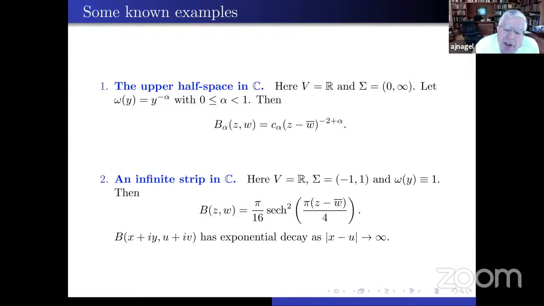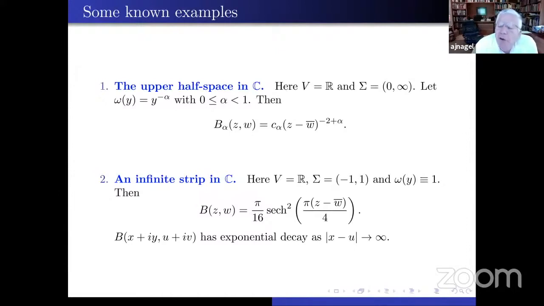A slightly more interesting example, I think, is the infinite strip. Here I would take the vector space to be R, and sigma is just an interval, -1 to 1. Here I want to take the weight function to be identically 1. So this is the unweighted situation, in which case you can make the computation that the Bergman kernel is given by this hyperbolic secant squared.